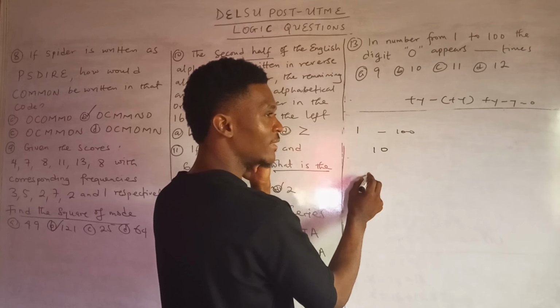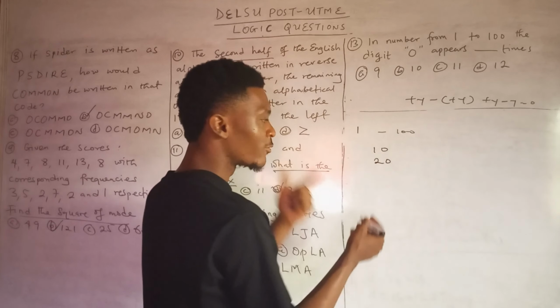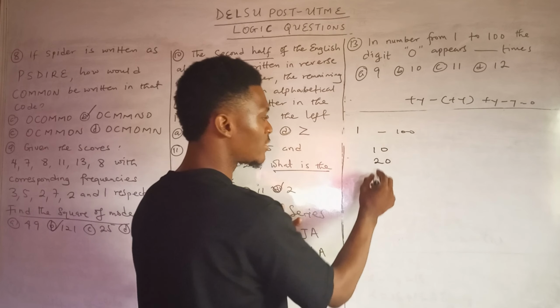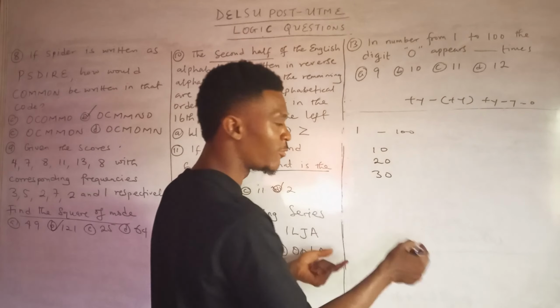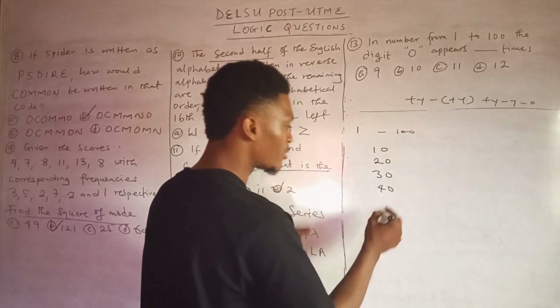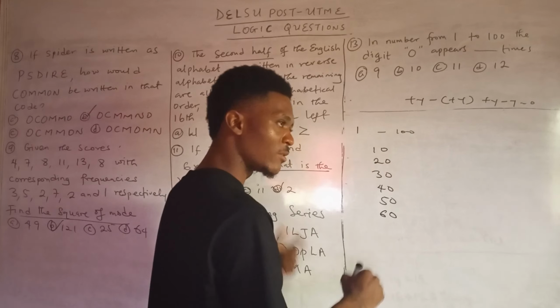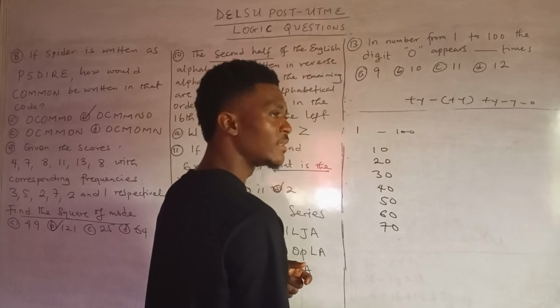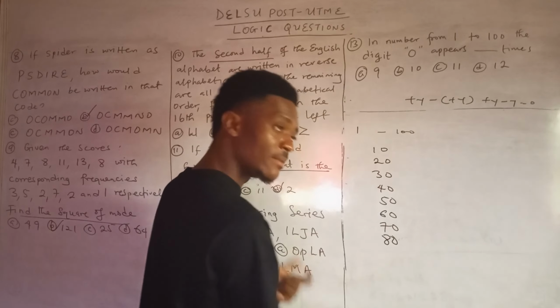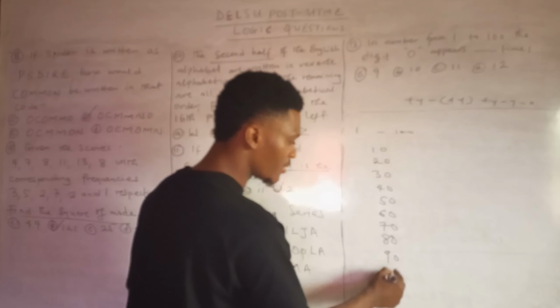So you write your 10. Then 11 to 20, it was only 20 it will appear. Then you write your 20. From 21 to 30, it's only 30. From 31 to 40, it's only 40. We are only interested in the 0. From 41 to 50, it's 50. From 51 to 60, it's 60. 61 to 70 is 70. Then 71 to 80 is 80. Then 81 to 90 is 90. Then 91 to 100 is 100.